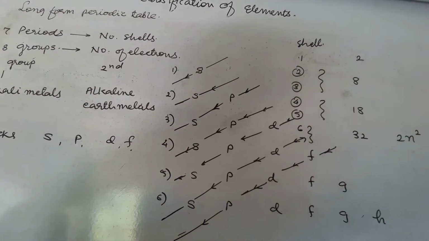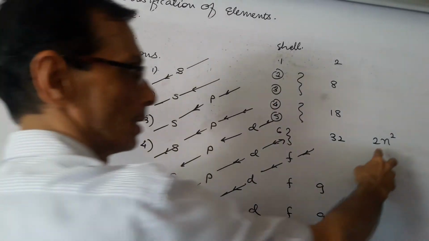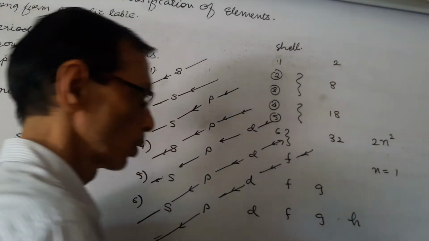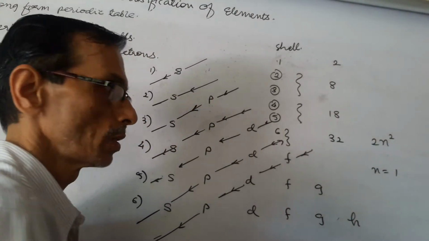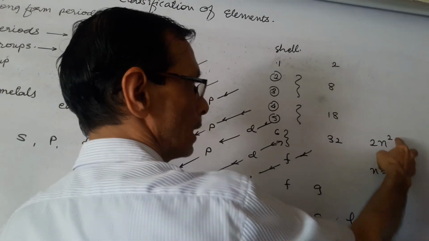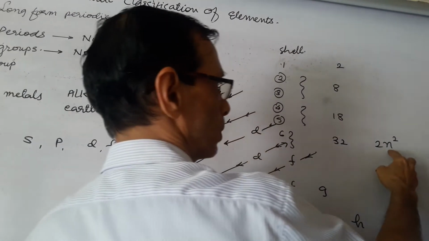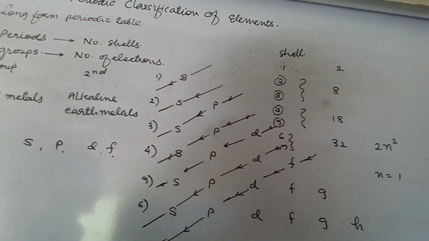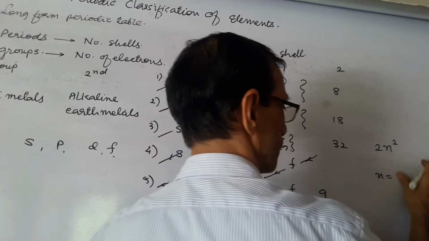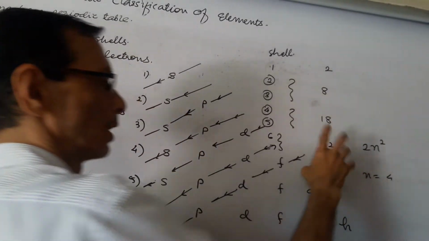We know the number of electrons in the orbits. If you take n equal to 1, 1 square is 1, and 2 times 1 is 2. If you take n equal to 2, then 2 square is 4, and 2 times 4 is 8. If you take n equal to 3, then 3 square is 9, and 2 times 9 is 18. And if you take n equal to 4, then 4 square is 16, and 2 times 16 is 32.